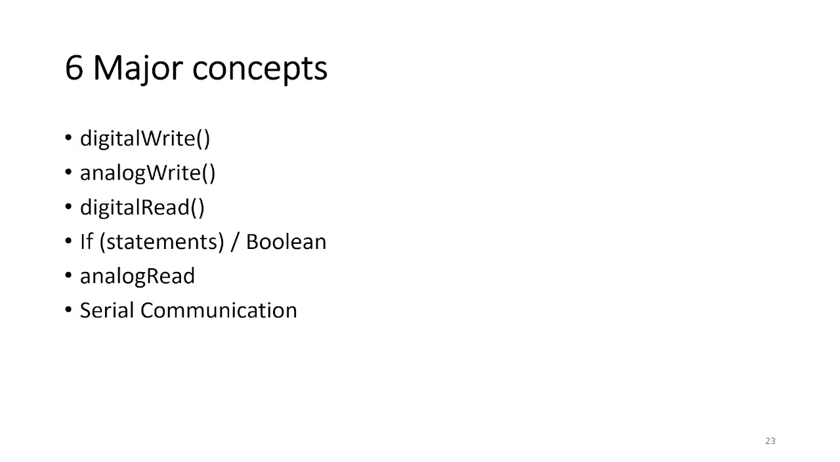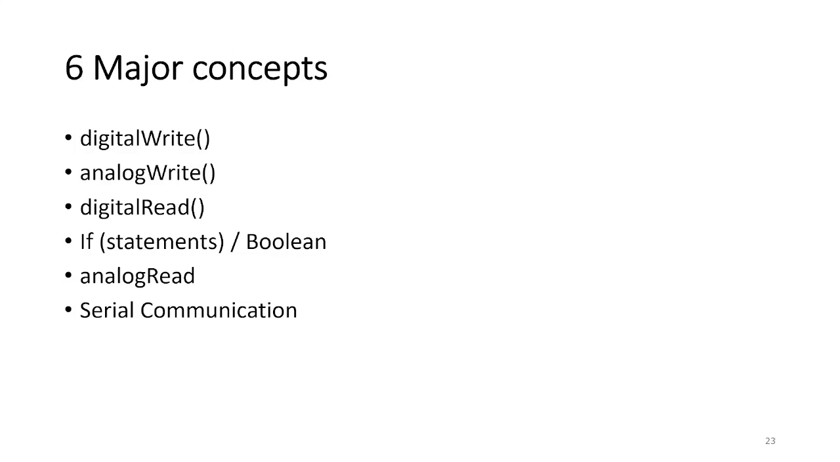We have digitalRead, whereby we are going to read a digital value. A digital value, we said, is either 0 or 1, HIGH or LOW. So we are just going to read a digital value from a digital sensor or digital input, like a push button or a PIR motion sensor. We saw digital sensors in the last session.